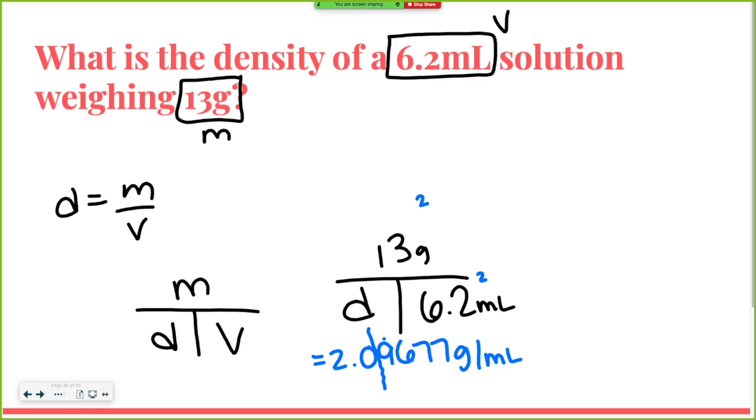What does that 9 do to my 0? Rounds it up. So my density equals 2.1 grams per milliliter. Now it's written with the right scientific number of sig figs. Questions? Are we good? Pretty simple, right?